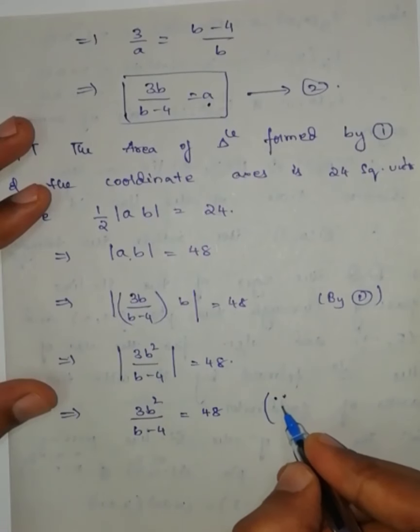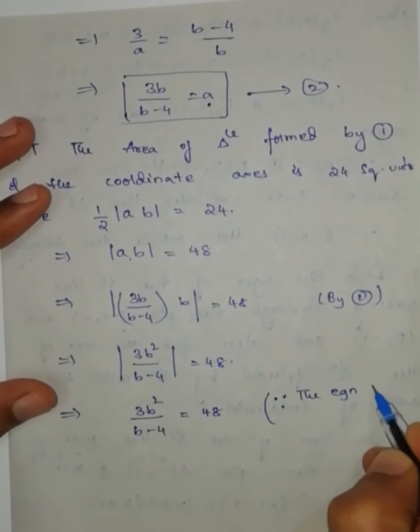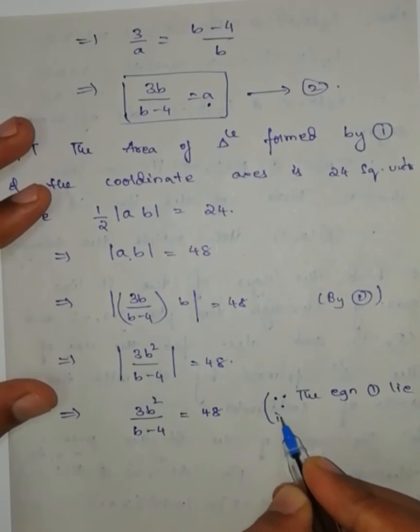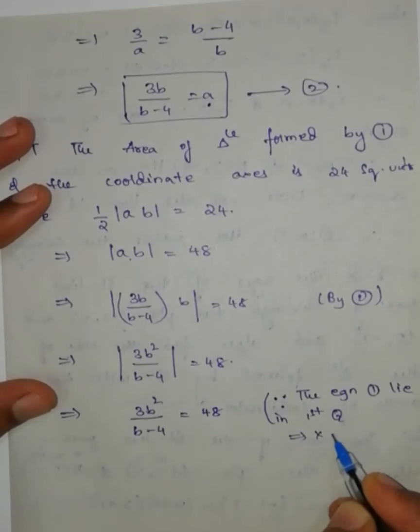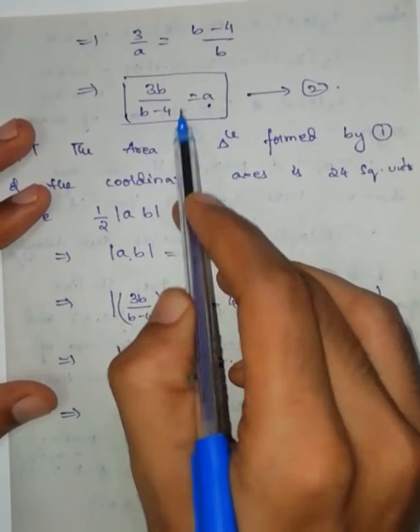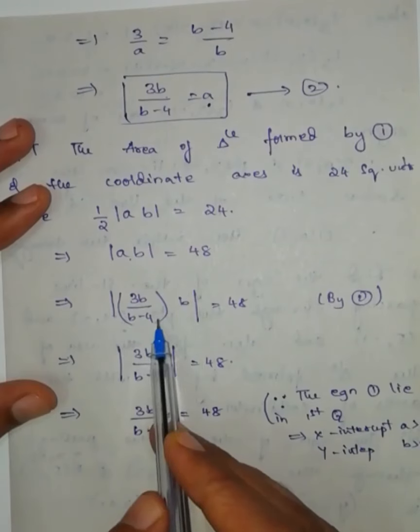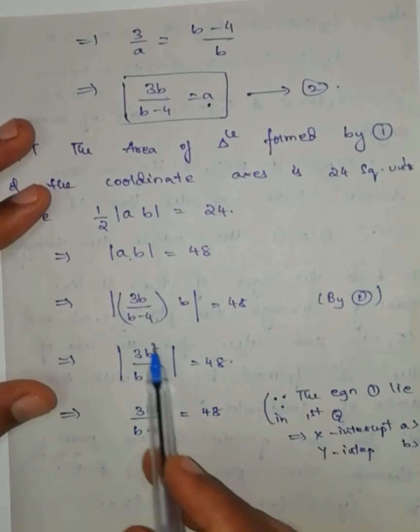Since equation 1 lies in the first quadrant, clearly given in the statement, this implies the x-intercept A is positive and the y-intercept B is positive. A is positive means this part is positive, that is, this bracket is positive. B is positive. Positive into positive is positive. Therefore, this value is positive.